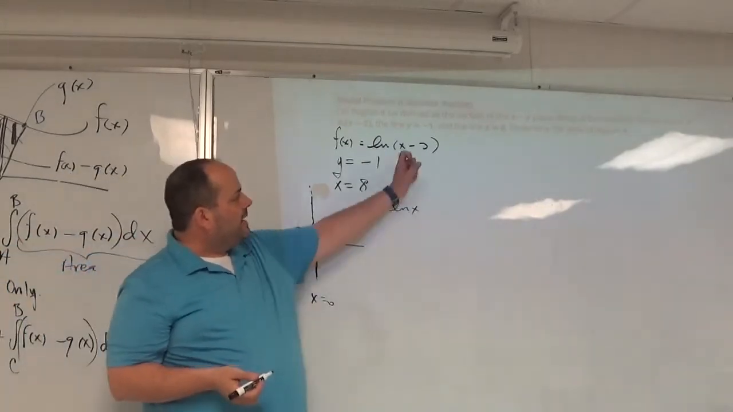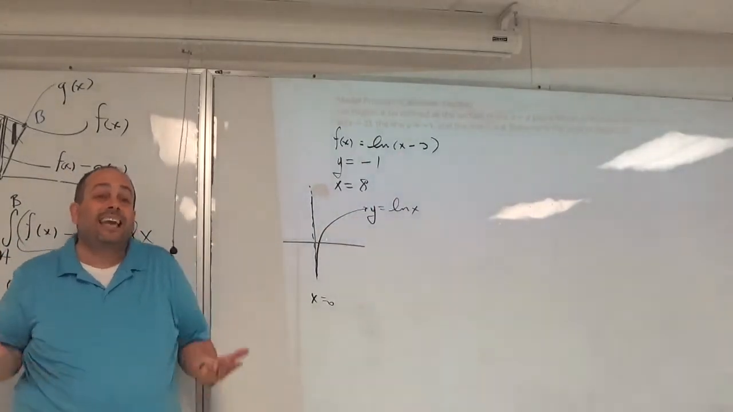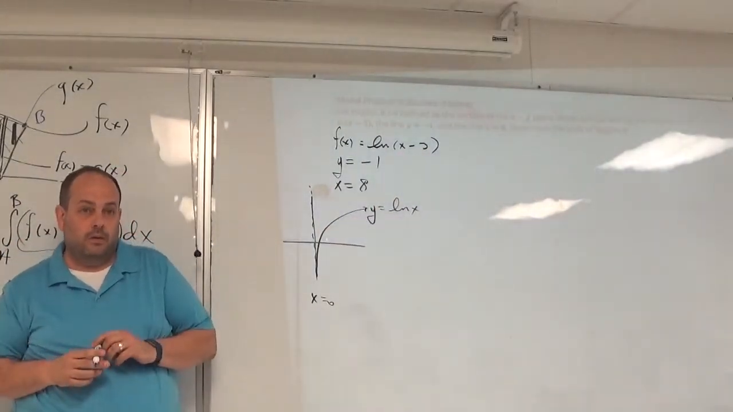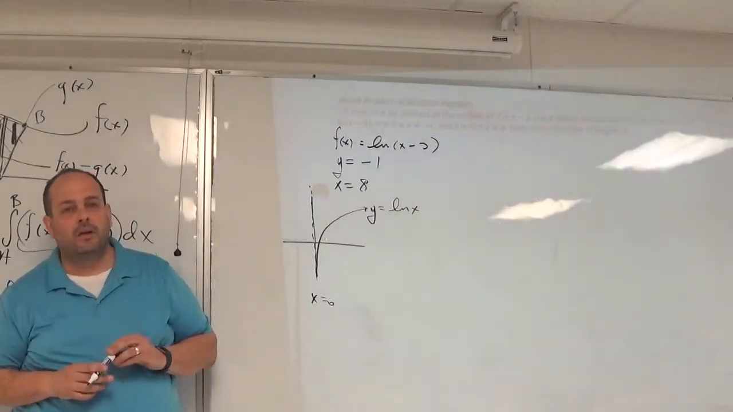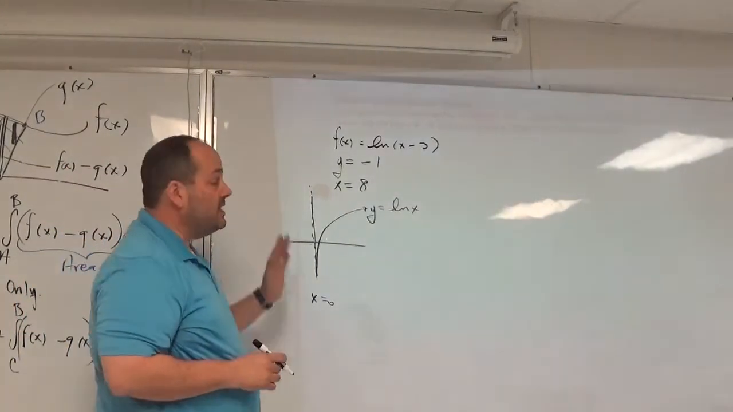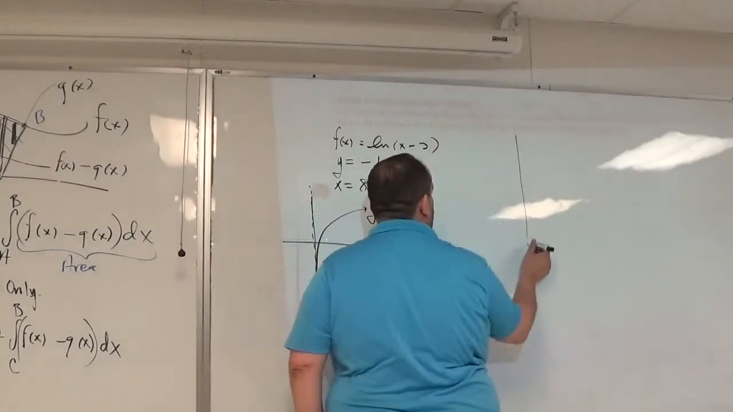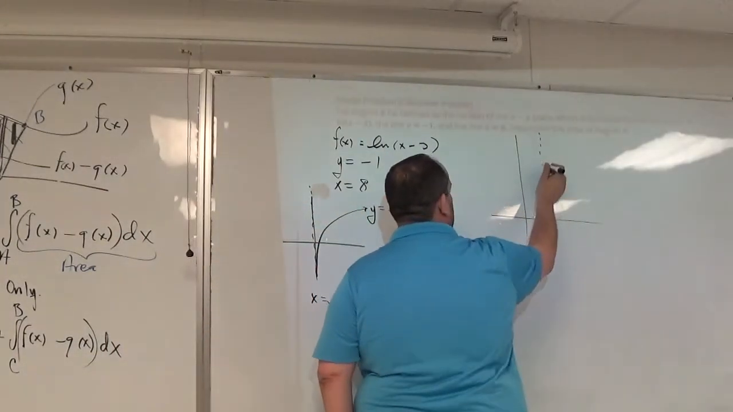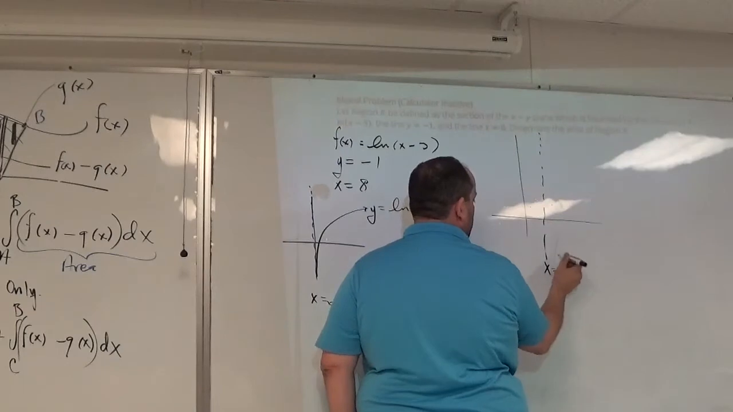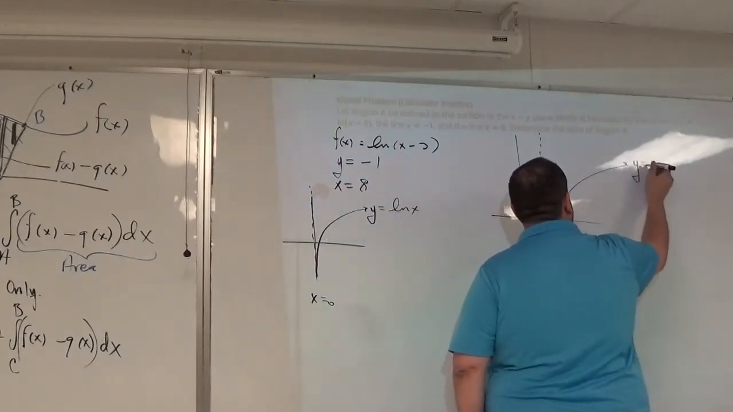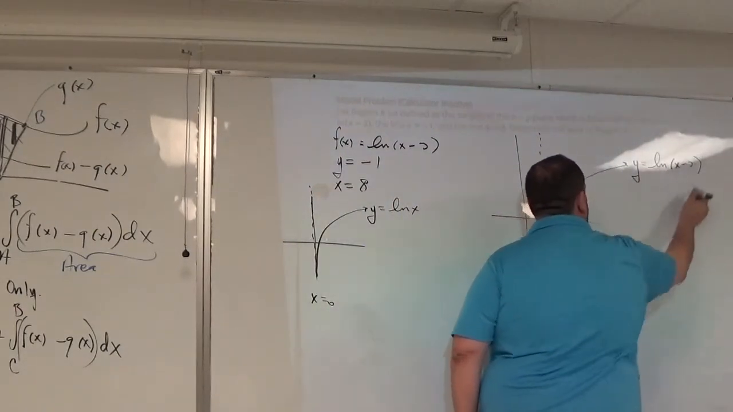But what about the graph of natural log of x minus 3? How's that different? Shifted to the right 3 spaces. So now I've got a vertical asymptote over here at x equals 3, and my graph increases. There we go. Natural log of x minus 3.